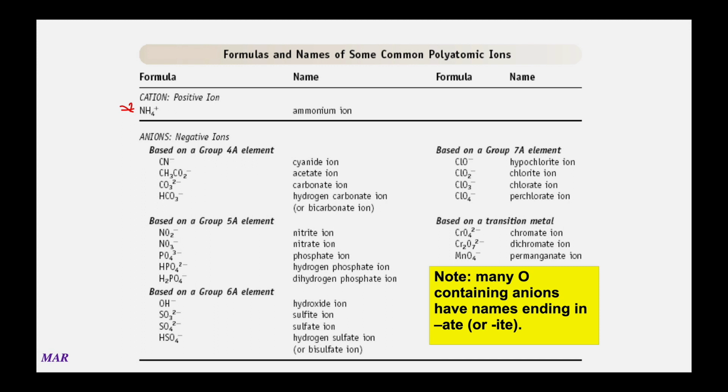Down here is a note. If you see something that ends in ATE or ITE, that usually means that it's an oxygen-containing anion, or an oxygen-containing polyatomic ion. So if you look, here's ATE in phosphate, all right? Here's ATE in nitrate and also ITE in nitrite. So ATEs and ITEs usually mean that there's an oxygen in it. There are some exceptions, but that's a pretty good overview. So that's another little hint here to figure things out.